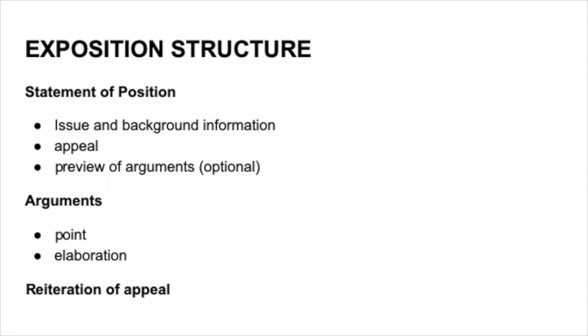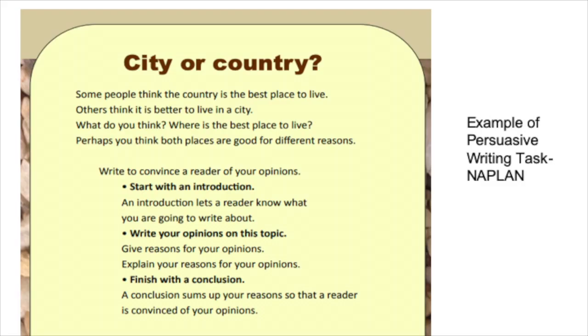Okay, and there's the structure, again from your textbook. So a statement of position: you're persuading, you're arguing. You might give some background information about the actual field that you're looking at, an appeal to support your stance on that subject. Then a preview of arguments, where you might preview what your arguments will be in the first paragraph, and then you start your arguments: the argument point and elaboration. And then at the end you reiterate your appeal for support.